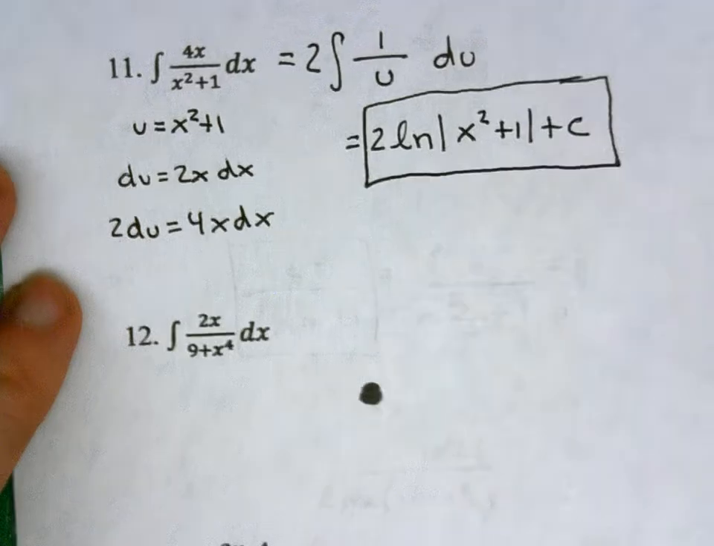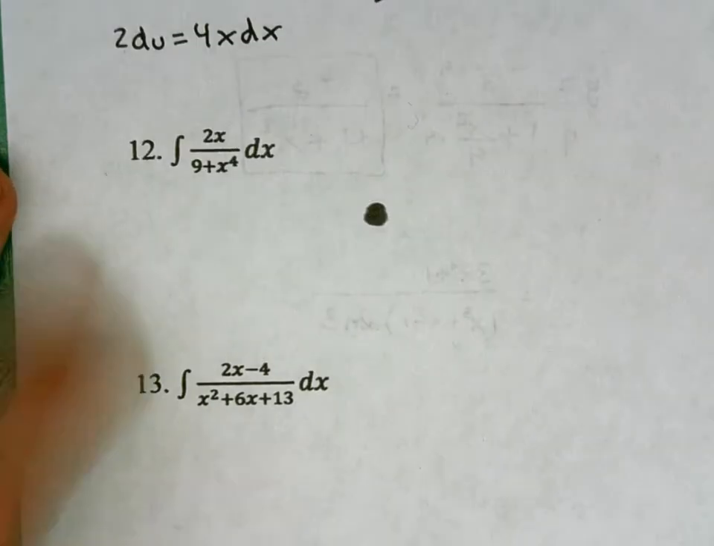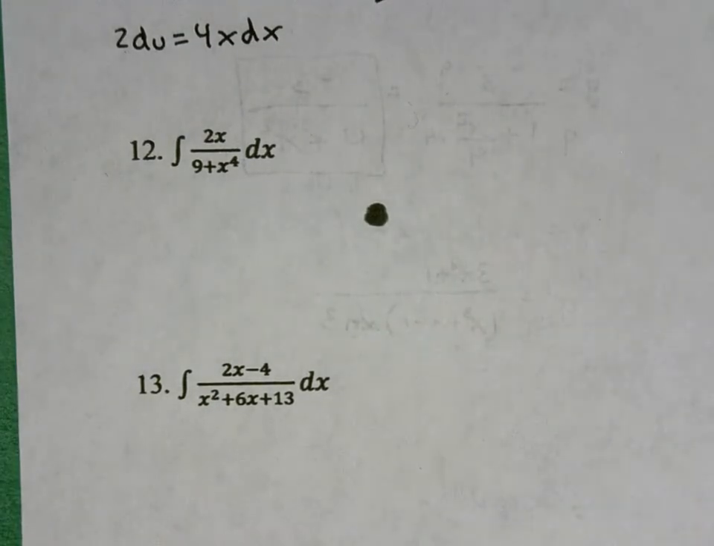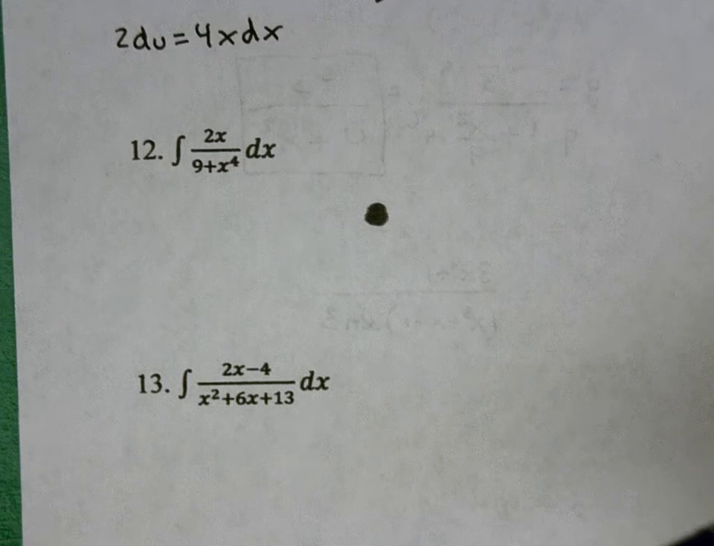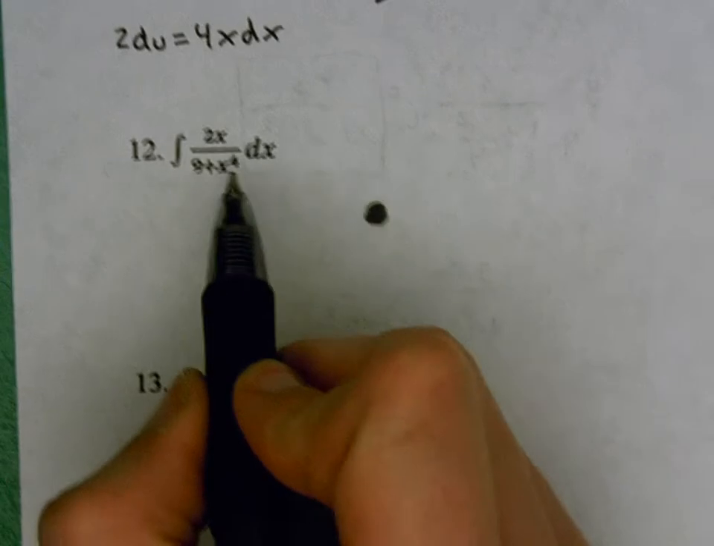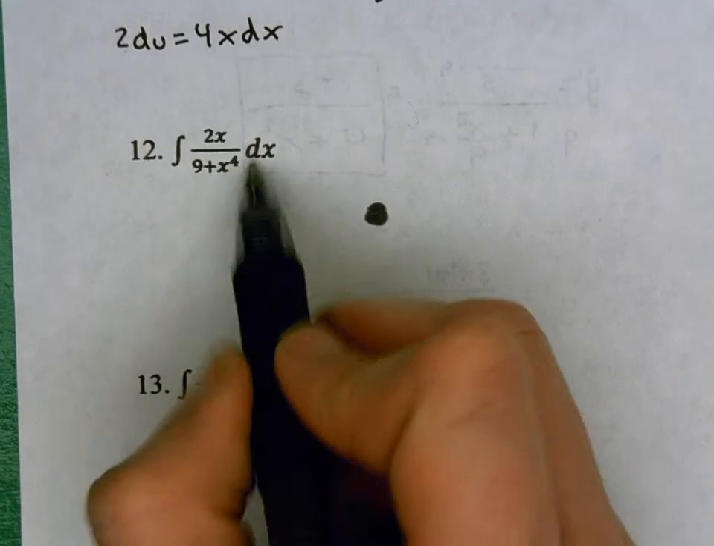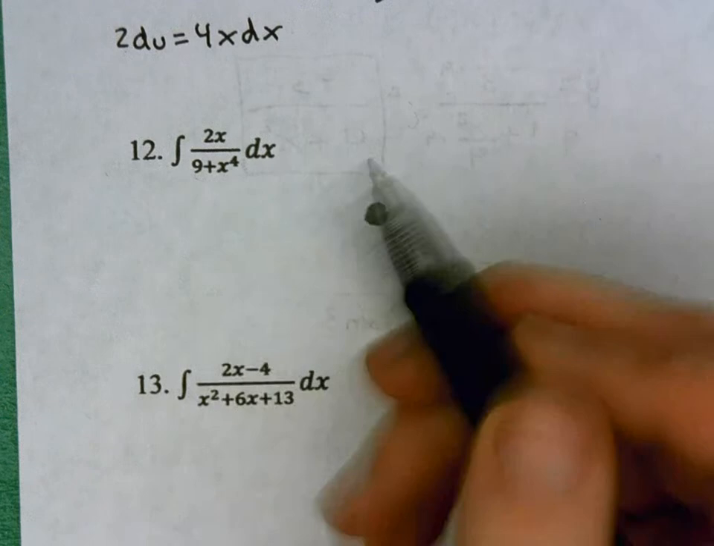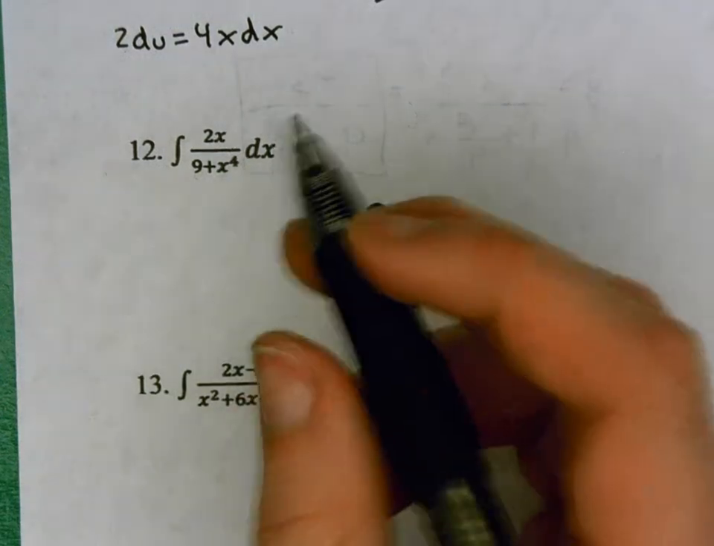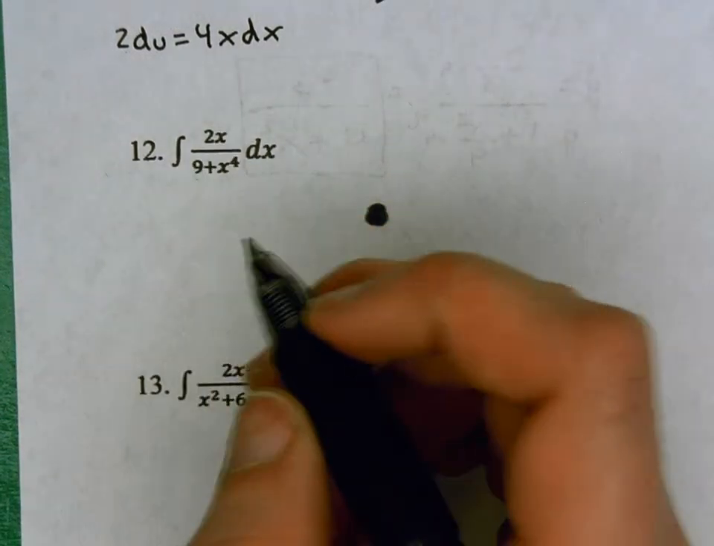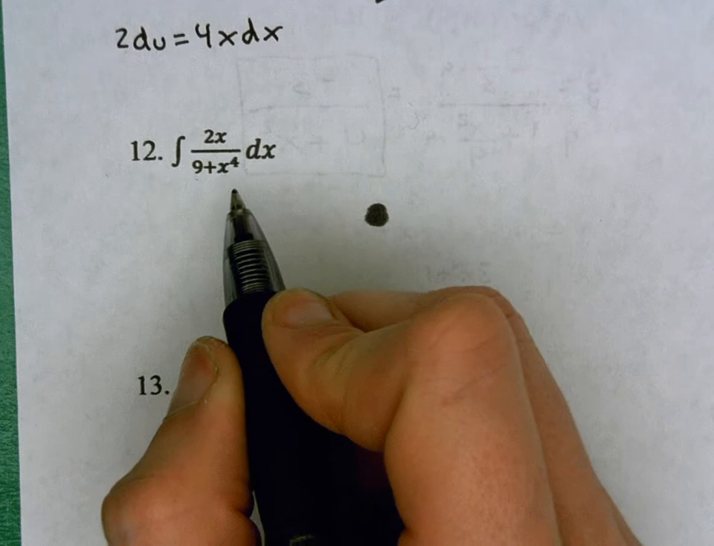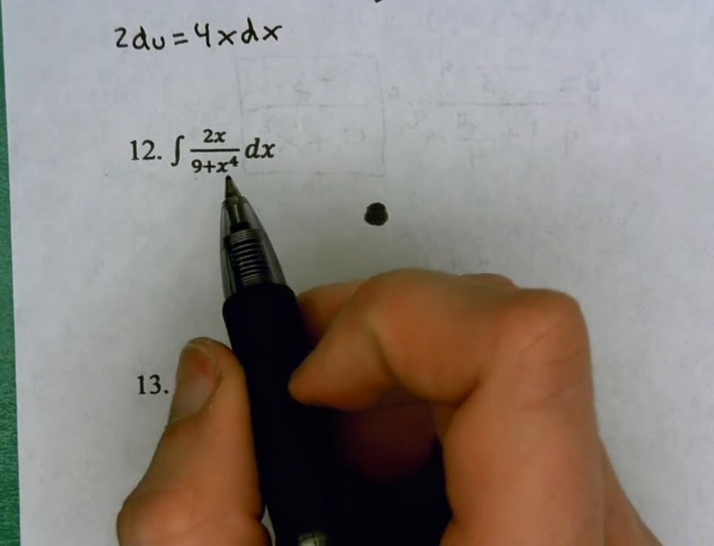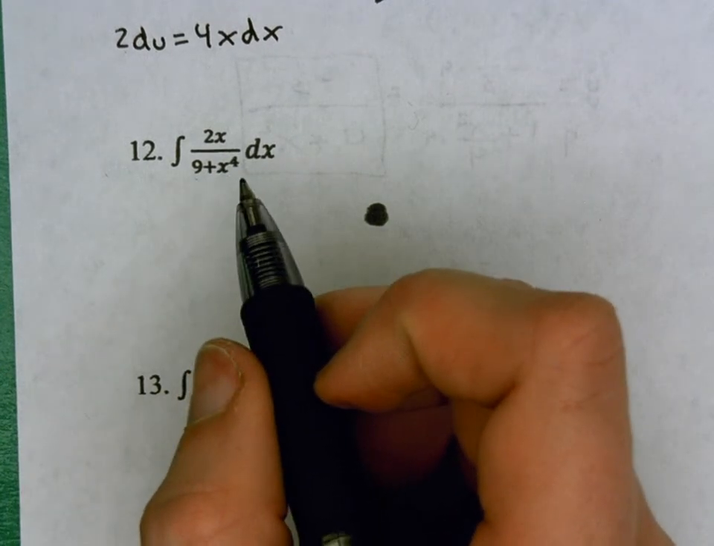Okay, number 12, we're looking at the integral of 2x over 9 plus x to the 4th dx. And so you might try, like we did before, making the whole denominator our u, to see if that gives us some sort of breakthrough. You might try the x to the 4th as your u specifically, as opposed to the whole 9 plus x to the 4th. I don't know, you're going to try several different things.